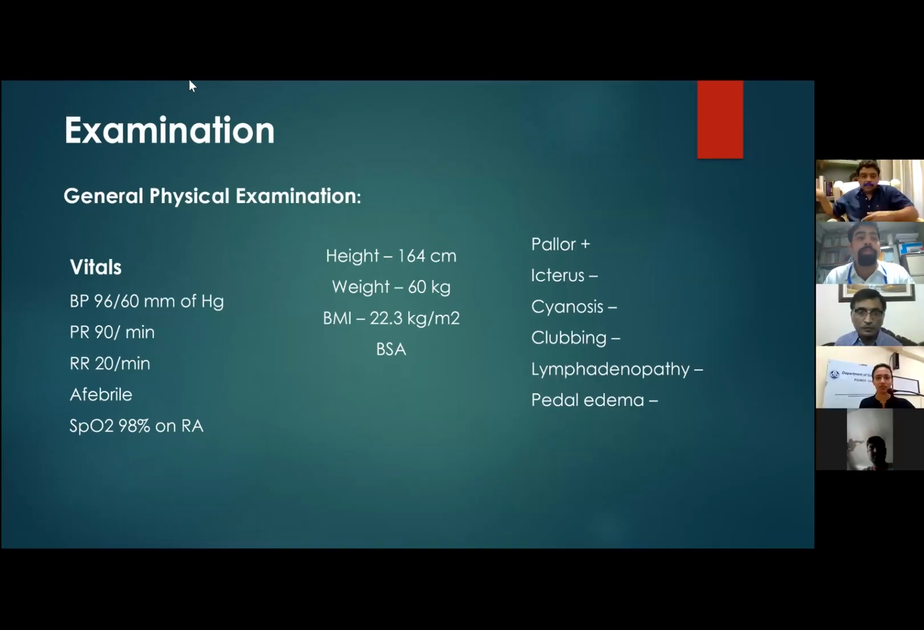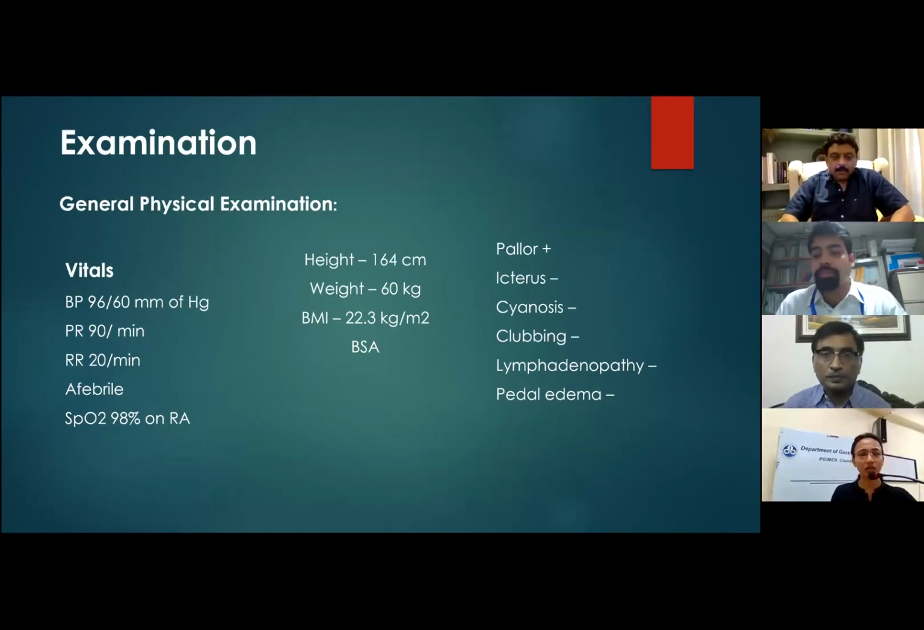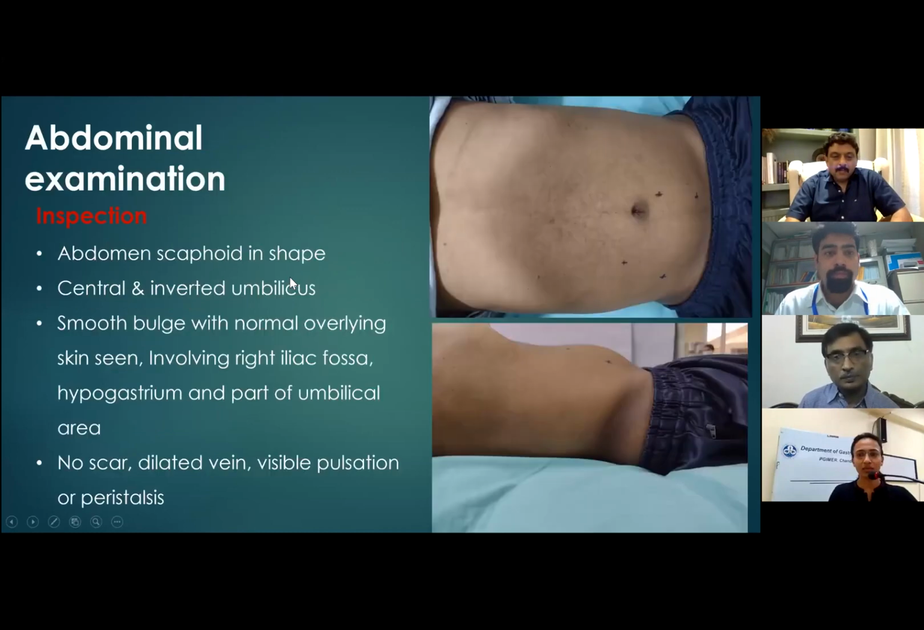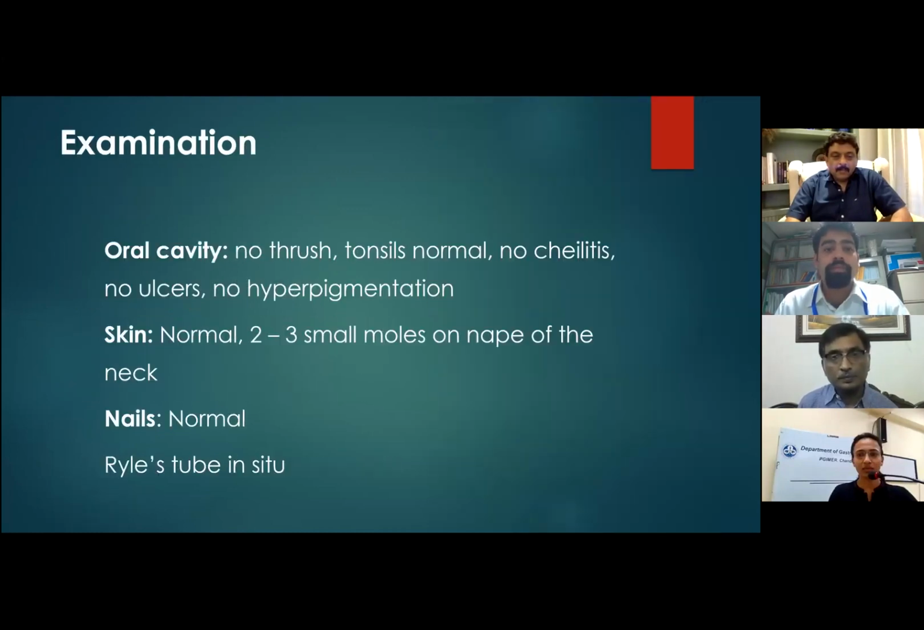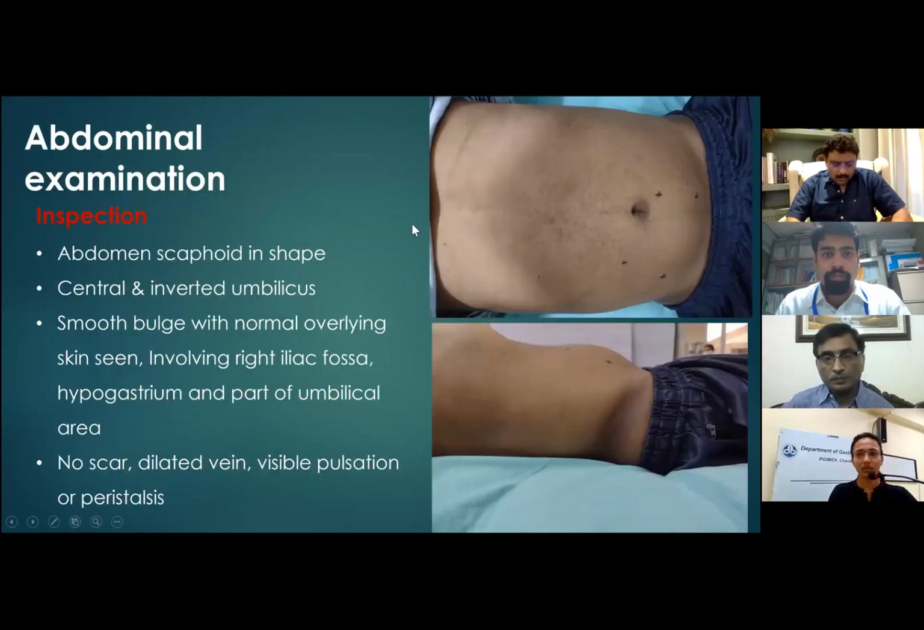Please carry on. Okay, so on the general physical examination, vitals were normal. The patient has a BMI of 22.3 kg per meter squared. On the rest of the findings, there was pallor. However, there was no icterus, cyanosis, clubbing, lymphadenopathy, or pedal edema. On other general physical examination, the oral cavity was normal. Skin and nails were also normal. There was a Ryle's tube in situ with RT aspiration.